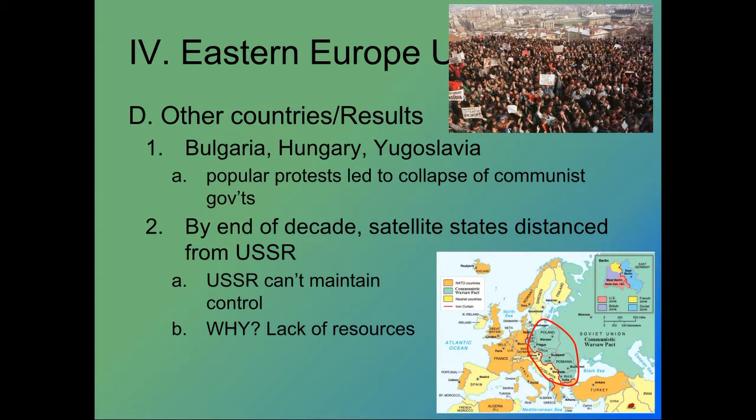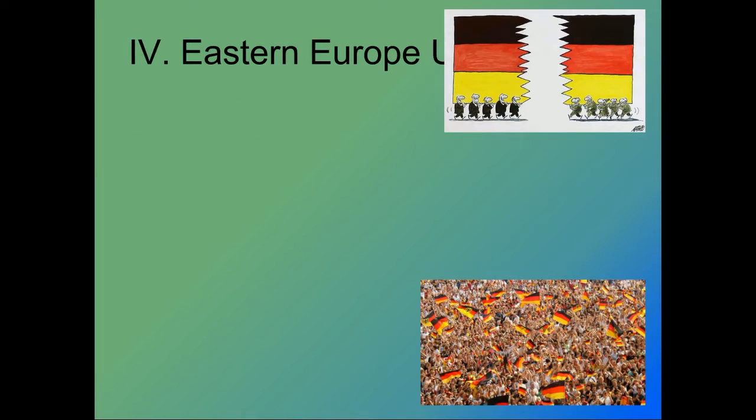So by the end of the decade, the satellite states are actually independent, for the first time in some of their history, but independent for the first time in decades and decades. They're separate from the Soviet Union, which is pretty exciting. There's one satellite state we haven't talked about yet, really. What could it be? If you're thinking of East Germany, you are correct. And if you weren't, hopefully this flag is giving you a clue.